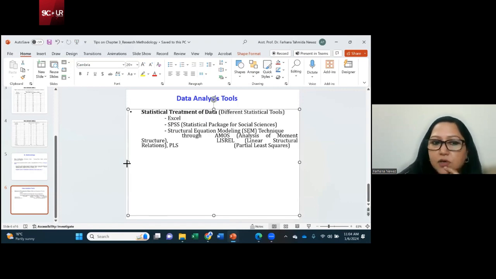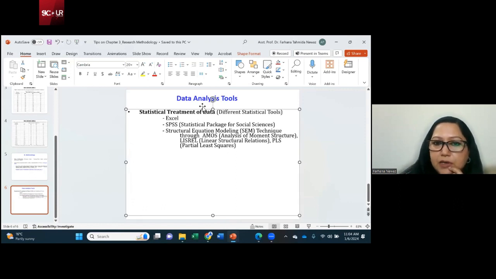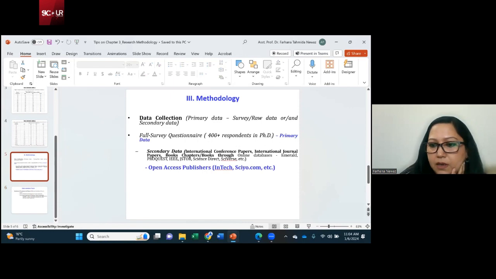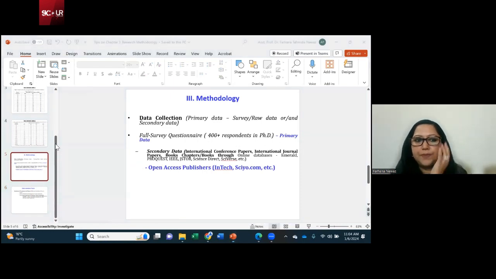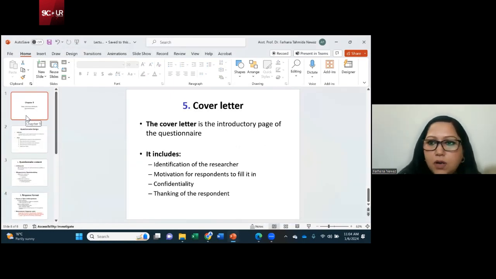All right, so what I mentioned: just make sure that you are not leaving this data analysis tool blank during your presentation or when you are writing your proposal in the methodology part. You need to mention which particular software you are going to use to analyze your data. Okay, I think that's it from my side for today's lecture.